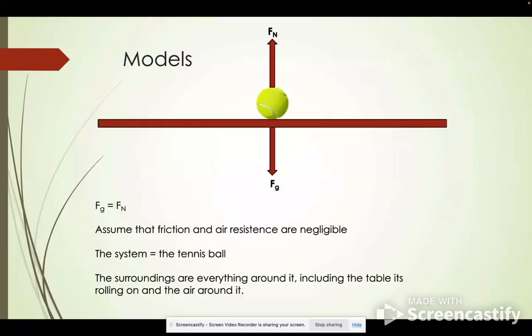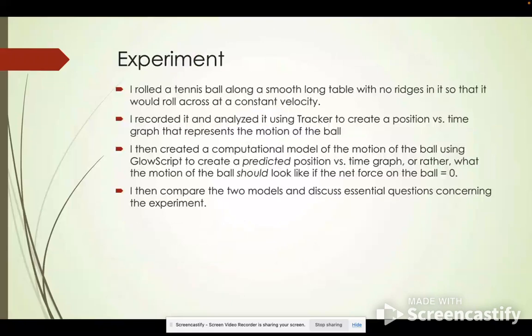So this is a model. I used a tennis ball as my object, and the tennis ball is going to be my system, and I rolled it across a table, and the surroundings are going to be the table and the air around it. Because we're assuming that the net force is zero, we're going to assume that friction and air resistance are negligible. So the only forces are the force of gravity and the normal force, and those cancel out. So my initial conditions are that I'm going to roll a tennis ball along a smooth, long table with no ridges in it so that it will roll across at a constant velocity.